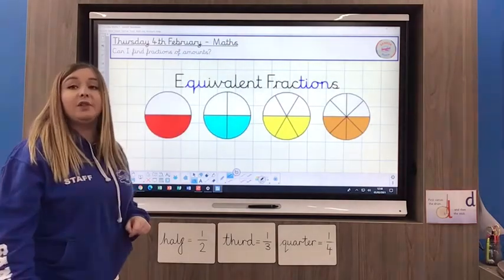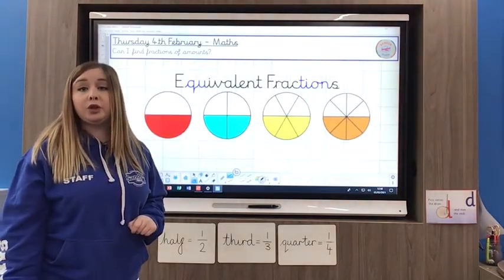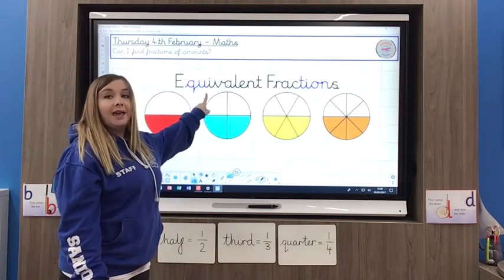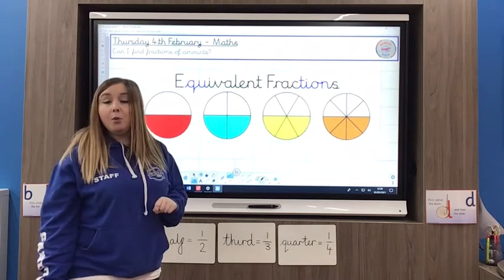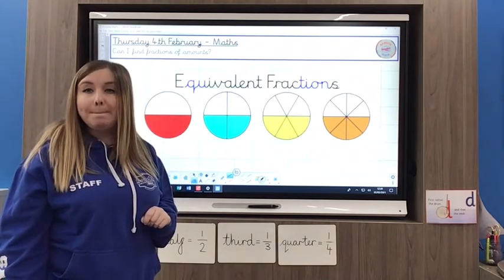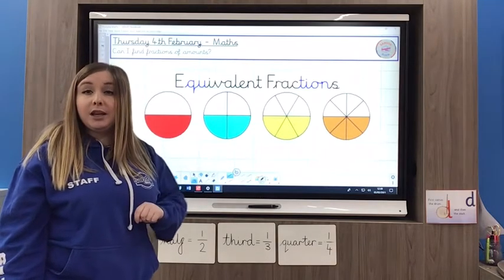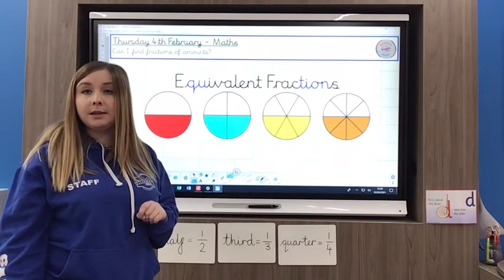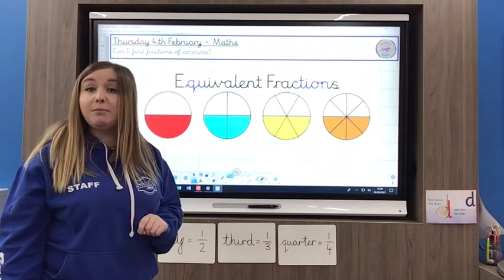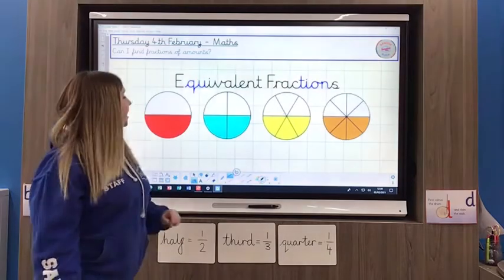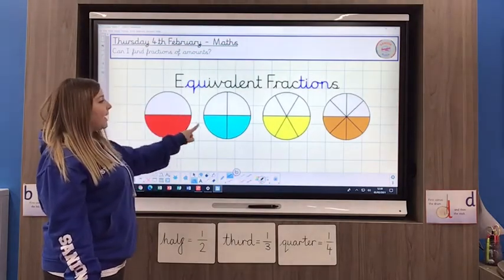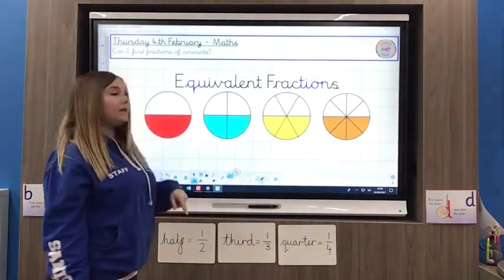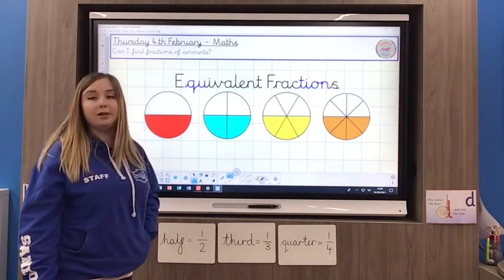Now at the start of our lesson today, I introduced you to a new word, and that word was equivalent. Can anybody remember what equivalent means? Have a little think. You might want to rewind the video to the start where we spoke about it. Okay, so equivalent means the same. And you'll notice here that on each of my fractions, there's the same amount coloured in. The bottom half is all coloured in.